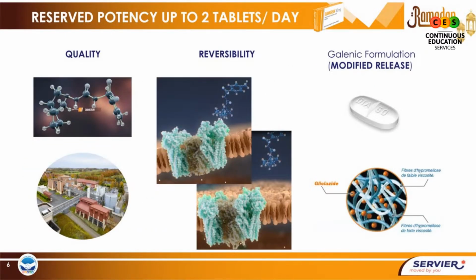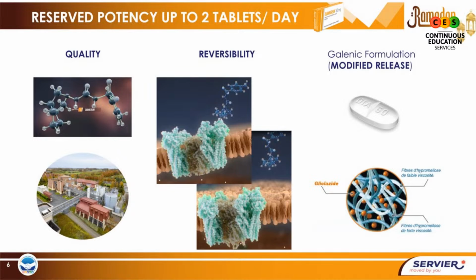So what are the qualities of this drug that account for the lower risk of hypoglycemia? So first of all, we'll look at the quality of the drug. So we at Servier have all our active ingredients manufactured in France under strict good manufacturing practices. So you are guaranteed that quality of drug for your patients. Now, another specificity with Diamicron 60 MR has to do with how it binds to the beta cell receptors. Now, we know that the class of sulfonylureas stimulate insulin secretion, but they do that differently.